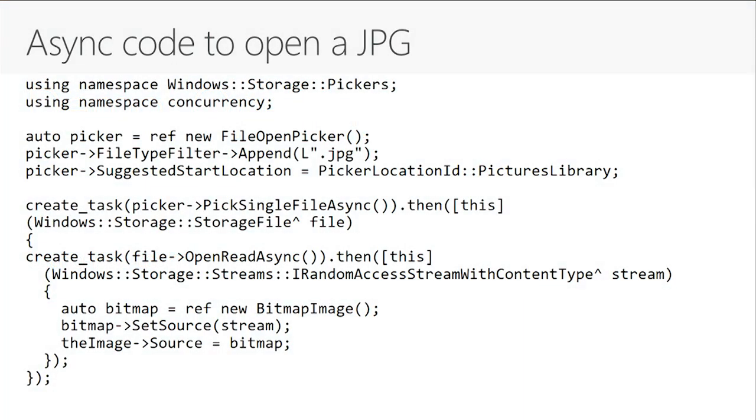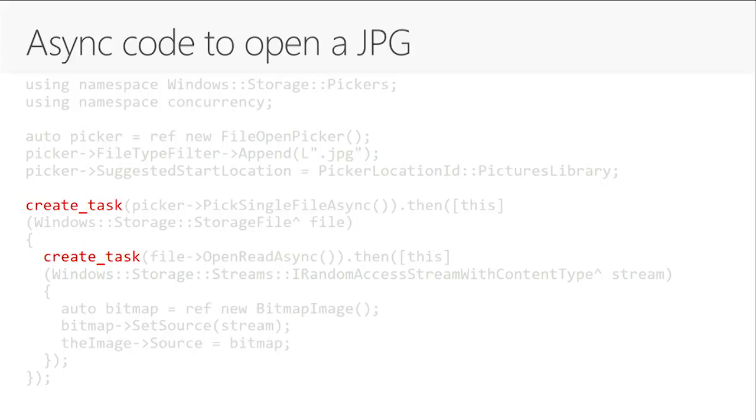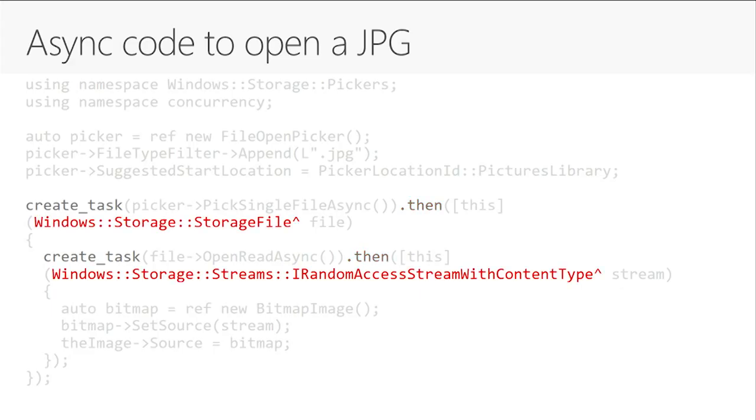So if we review this code again, we see that there were a bunch of different things that made it rather cumbersome to use from C++. The first one is that we had to use this createTask method to actually call the asynchronous methods, which is a little bit weird. We're wrapping a method inside another method. Then we had to create some continuations using the then method and passing in a lambda. And then finally, we had to actually know the types of these things being returned.